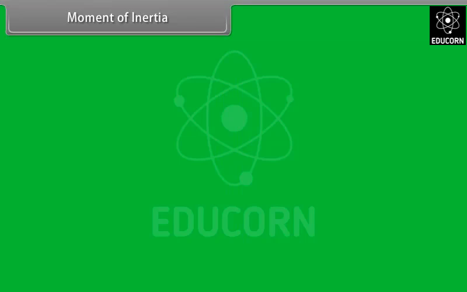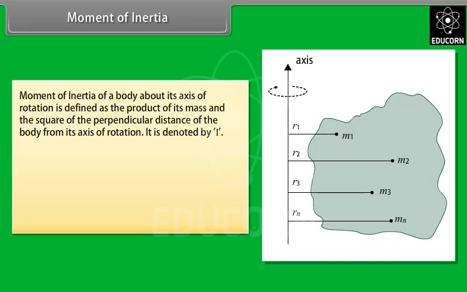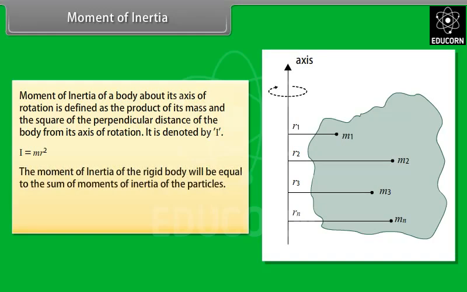Moment of inertia. Moment of inertia of a body about its axis of rotation is defined as the product of its mass and the square of the perpendicular distance of the body from its axis of rotation. It is denoted by I. I is equal to m r square. The moment of inertia of the rigid body will be equal to the sum of moments of inertia of the particles. Its expression is given by I equals summation from i equals 1 to n of mi ri square.